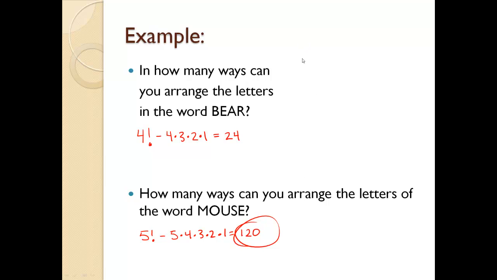You get it? And let's go back to cat just to make sure this works. There are 3 letters in cat. So it would be written like that. And you could do 3 times 2 times 1, which would be 6, which is exactly what we came up with. Okay, easy stuff is out of the way.